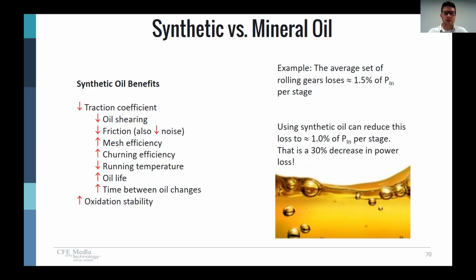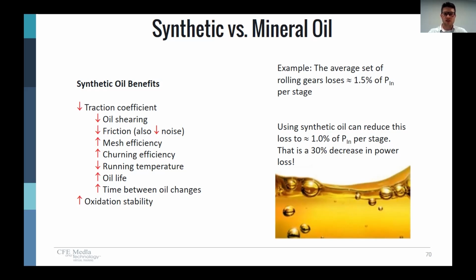You want metal, oil, and then metal again. You don't want metal on metal contact. And that's something that synthetic oil helps you to avoid inside your gearbox. So that lowers the amount of friction inside the gearbox, and friction is what? Friction is heat, and it also lowers the noise that you have in your gearbox. So synthetic oil helps to increase our efficiency a little bit.